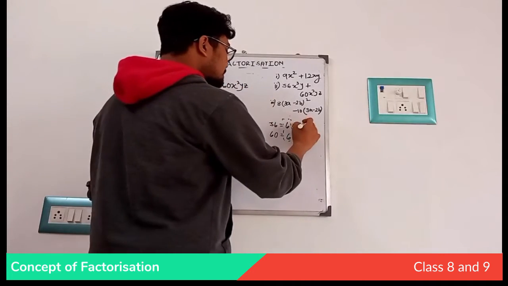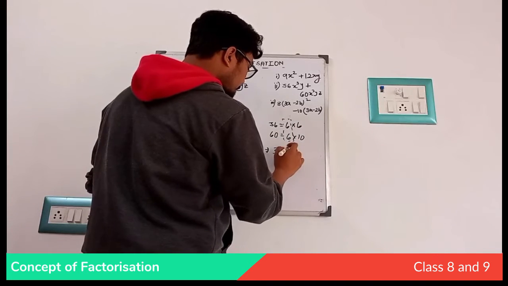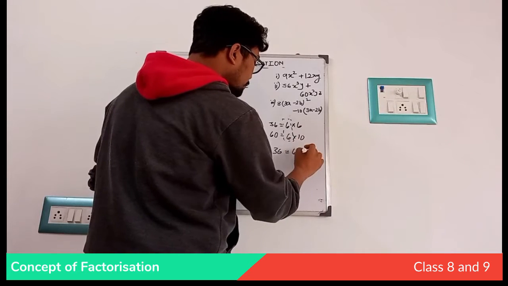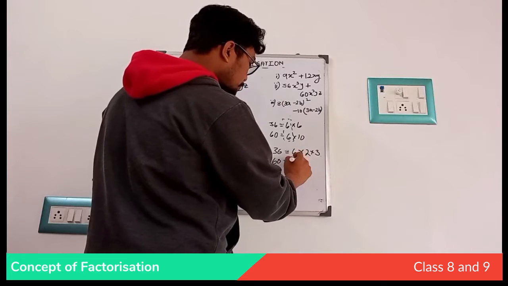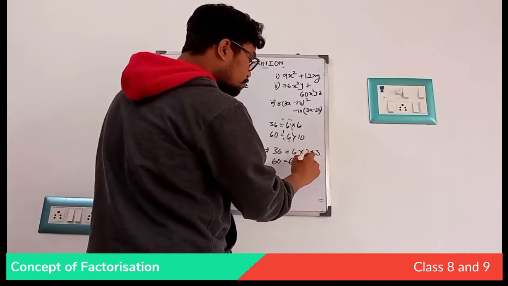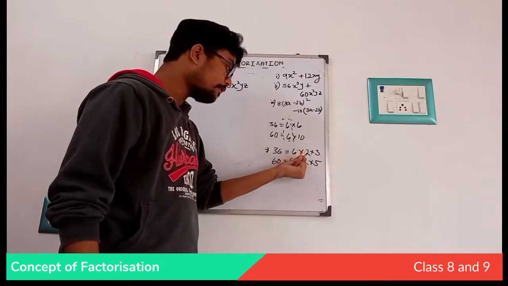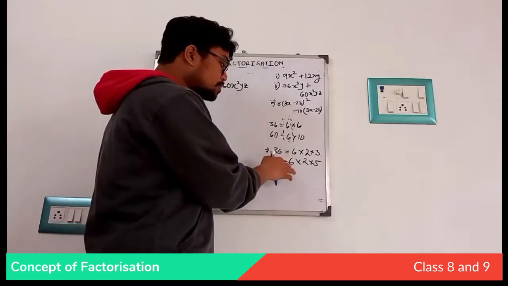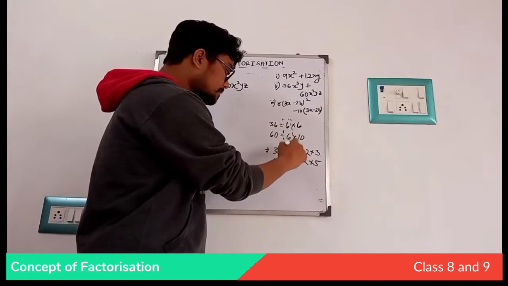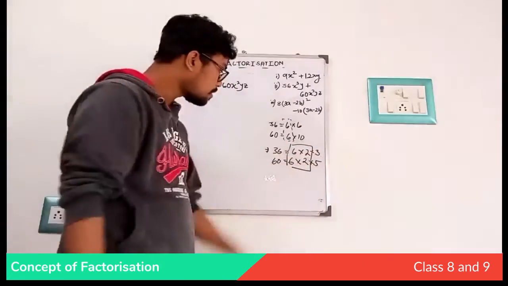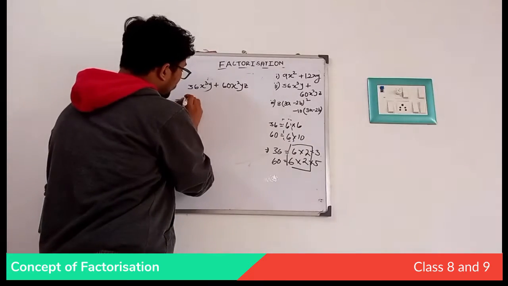Again, this 6 can be written as 2 into 3, and this 60 can be written as 6 into 10, and 10 can be written as 2 into 5. So if I break properly, 36 is 6 into 2 into 3, that is 12 into 3, and 60 is 6 into 2 into 5, that is 12 into 5. Fine. So what is the common part in this? This 6 into 2, 12, is the common part of the constants. So we have to take out 12 from this expression, first, common in this expression.